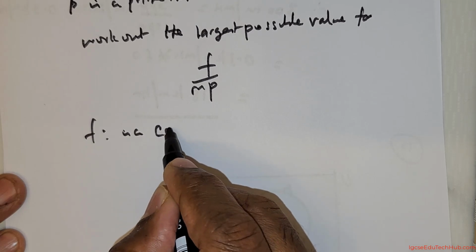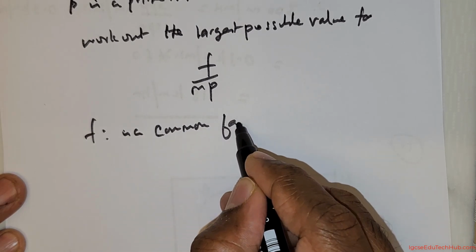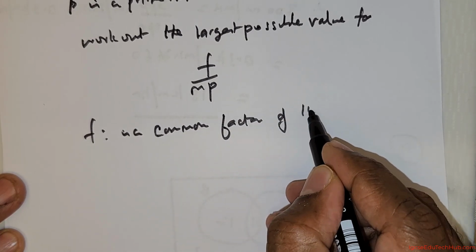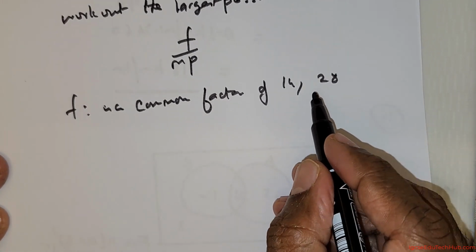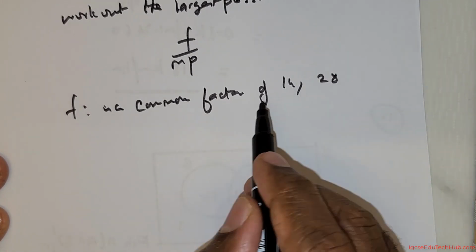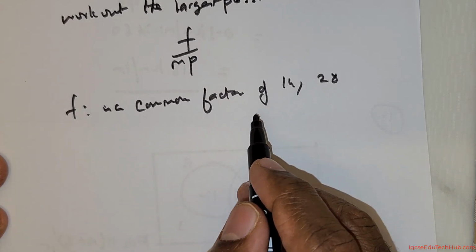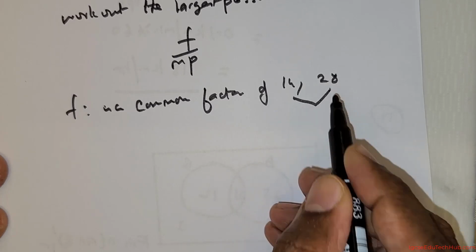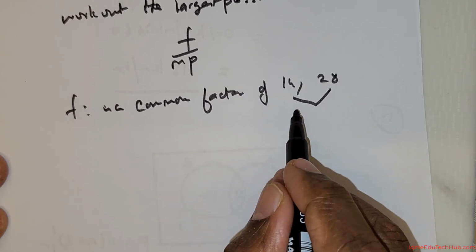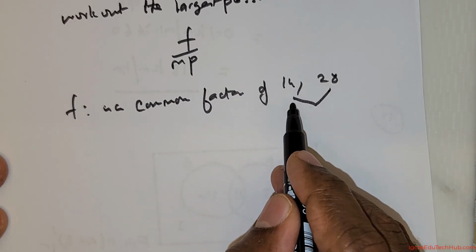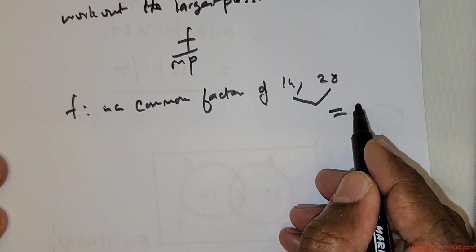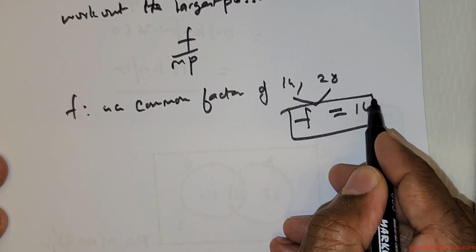Now f is a common factor of 14 and 28. Now we need to pick out that largest number that is a factor of these two. So obviously the largest number that can divide 14 and 28 will be 14. So f will be 14.